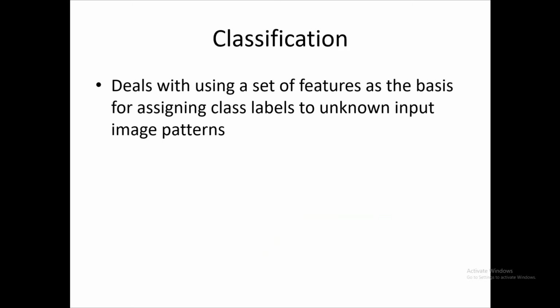Let's come back to our classification. As I said before, classification deals with assigning class labels to an input image. We assign the class label to the input image pattern, and for that we use a set of features. Based on the set of features, we assign a class label to the unknown input pattern.